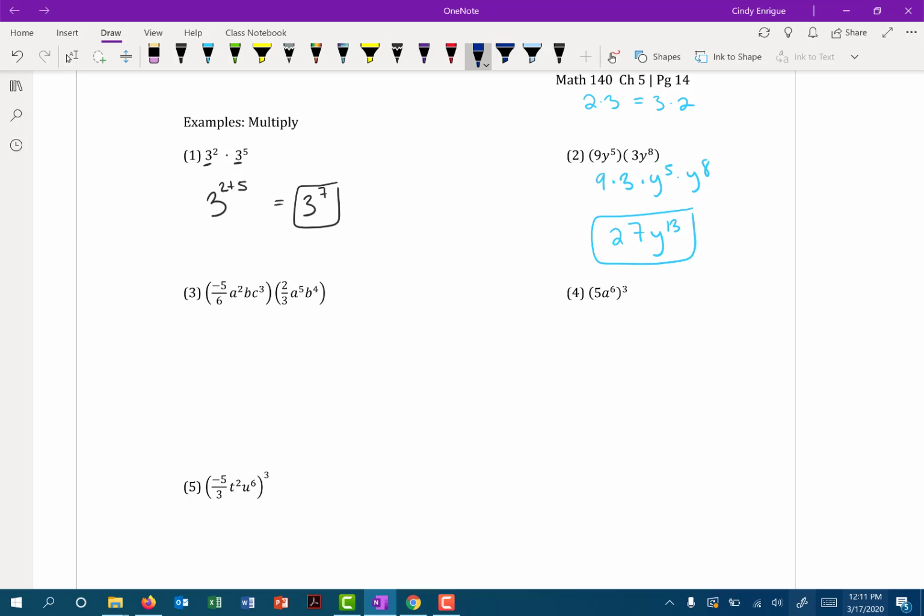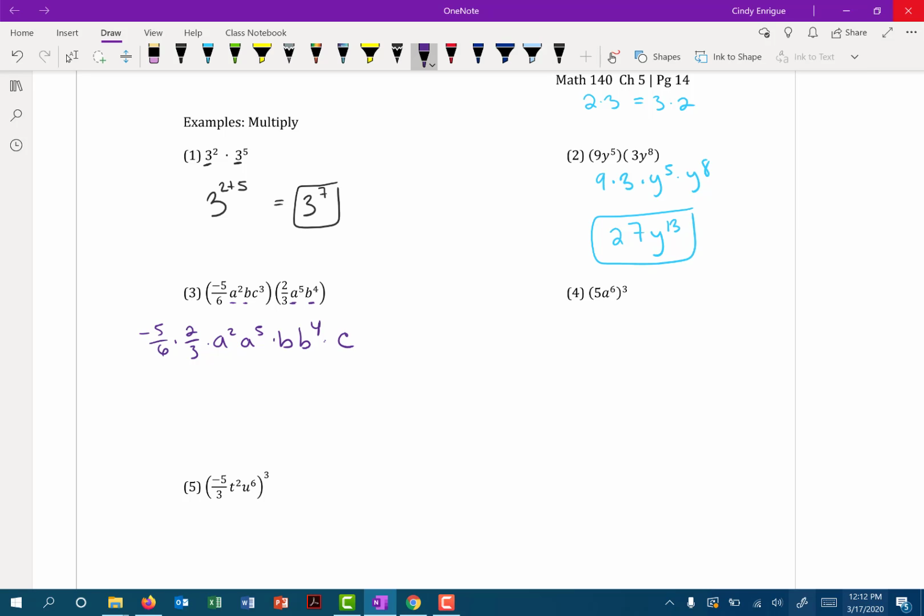So I'm going to use that same rule where multiplication is commutative, and I'm going to apply that to number 3, since it's a little bit longer. So now I have a negative 5/6 being multiplied by 2/3. I have an a squared, and I have an a to the 5th, I have a b, and a b to the 4th, and I also have a c value as well.